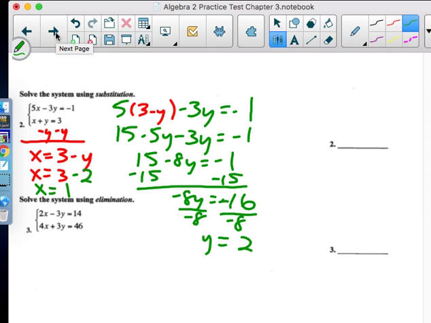And now last but not least, we want to write that as an ordered pair in our little answer blank over there. Again, totally checkable. You put the 1 in for the x, and you put the 2 in for the y, and you make sure it works in both of those equations.